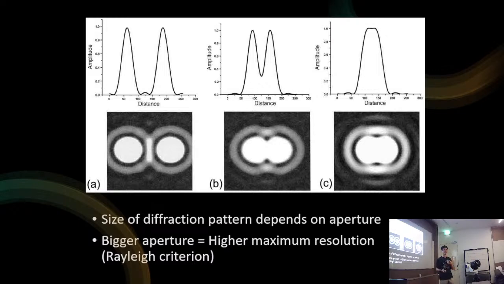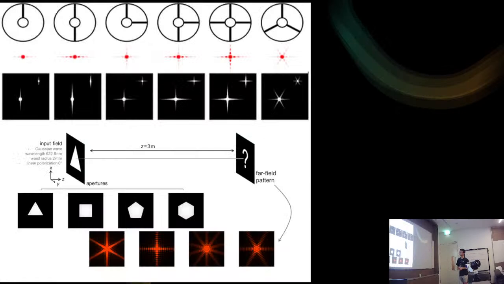So overall, the takeaway from this: with a larger aperture, you have a reduced diffraction effect, and that means that you can bring these 2 points closer together before they start merging. So because of that, larger aperture means higher resolution.